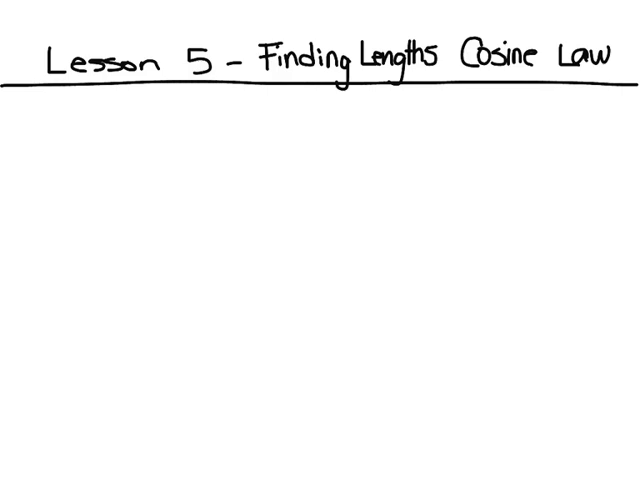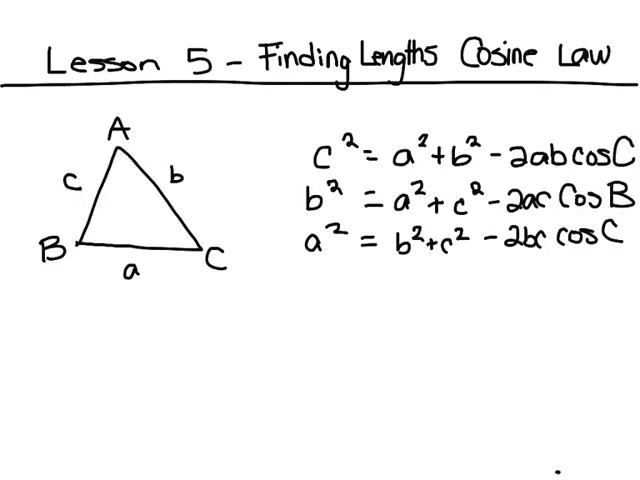Lesson 5, finding lengths using the cosine law. So what the cosine law states is that when you have a triangle, you can find c squared is equal to a squared plus b squared minus 2ab cos c. And then there's 3 different options. So it seems like it's a lot to remember, but it really isn't.